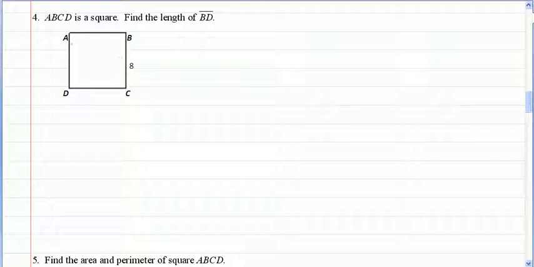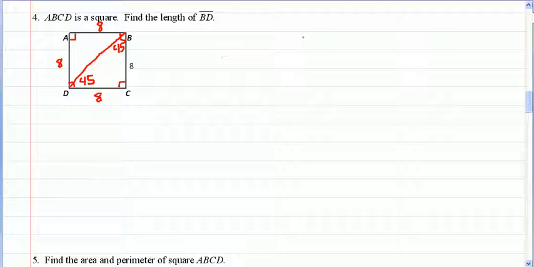For number 4, ABCD is a square, and what we know about squares is that we have 4 right angles and 4 equal sides. So all 4 sides are equal to 8. We're looking to find the length of BD, which is right here, and in a square, the diagonal divides the square into two 45, 45, 90 triangles.